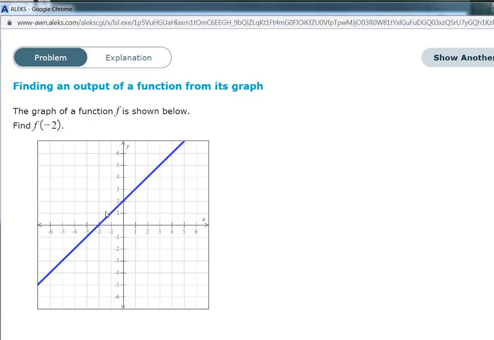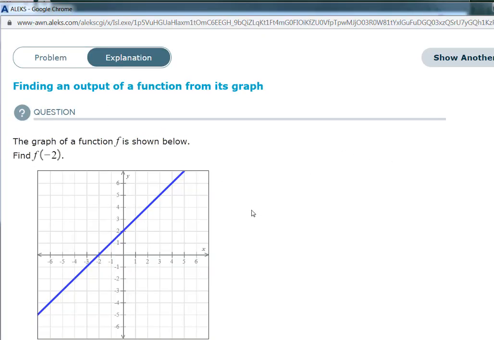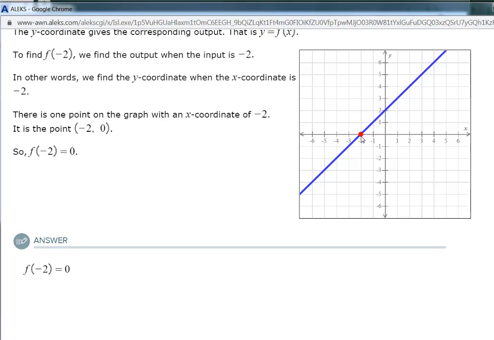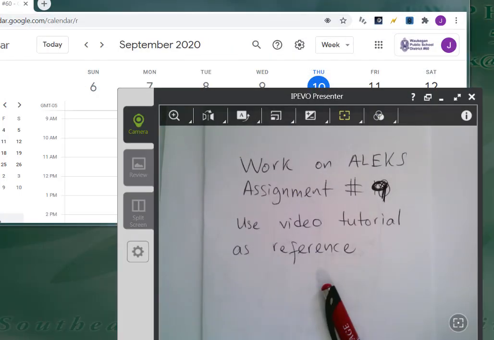-2, so -2 is right here, so I put a dot there, and that will be a 0. So look at the explanation here. The coordinates for this are -2, 0, so the answer is 0. Now the other question that we're going to have today in ALEKS is input and output.